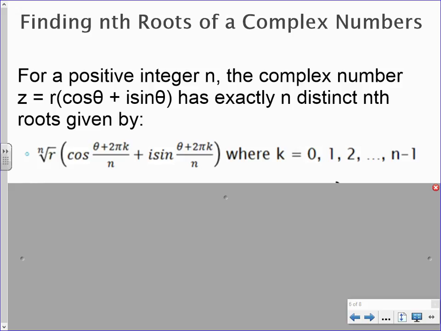If we're going to find fifth roots, we plug in 0, then we plug in 1, then we plug in 2, then 3, then 4, and then we'd be done. Okay? Basically, you start by plugging in k to 0, and then you stop when you have the number that you need. When we get back from lunch, we will go over it.